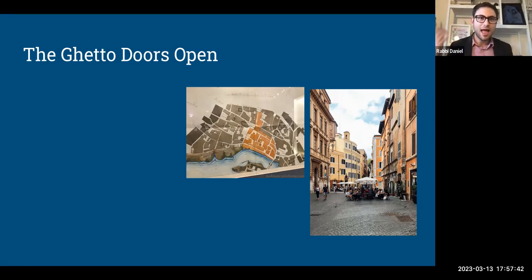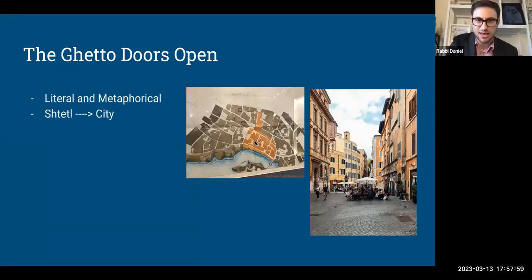So at the same time that the Pale of Settlement was happening and everything was happening that we were talking about in Eastern Europe, all of a sudden the ghetto doors opened, both literally and metaphorically, in Western Europe. And so this means that if you imagine, right, this is, again, one glimpse of the Roman ghetto, of where Jews had to live in Rome. This is a picture of the ghetto in Rome right now, of course.